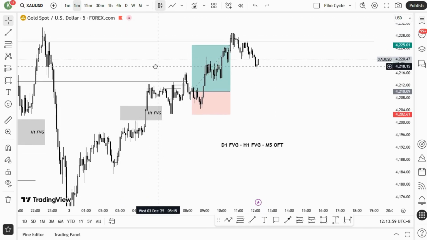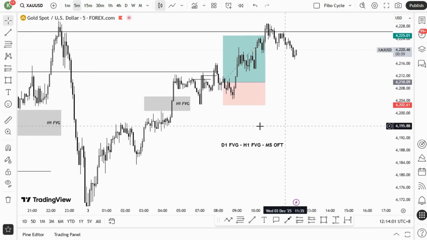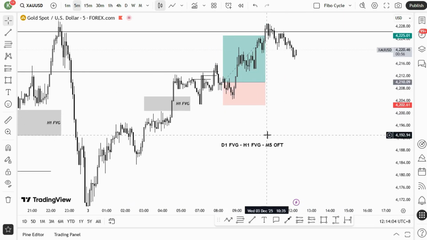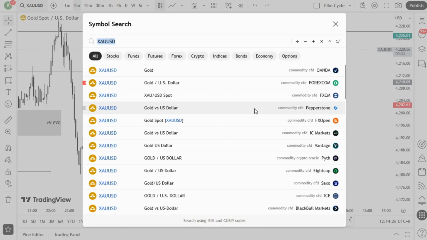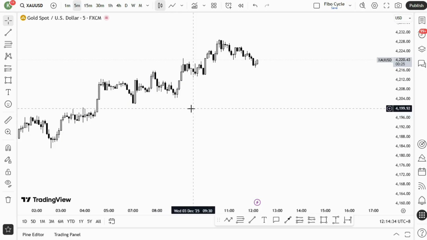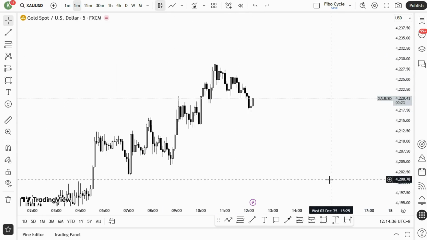This was the trade I took this morning. Let me open up a new chart. Okay, let us look at the breakdown on why I took the trade.